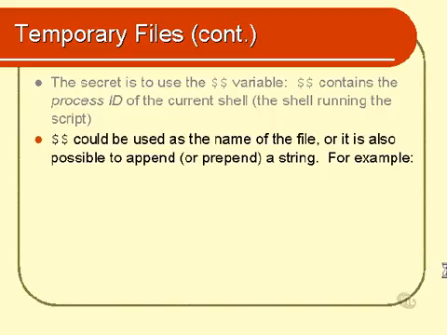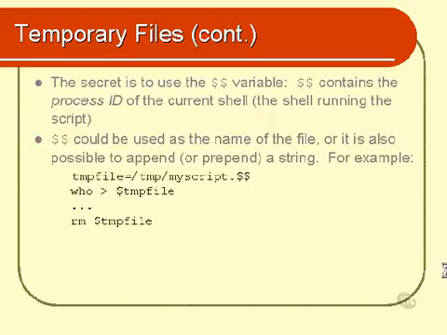You can append a bit of text on the end of the $$, or put a bit before it if you like as well. So it might look something like this. It's very common to use the actual name of the script as part of the temporary file name, just so that you know where the temporary file came from, and then maybe put a $$ on the end. So the actual file name might end up being myscript.12345, and when the next person runs it, it would be myscript.12346, and so on.